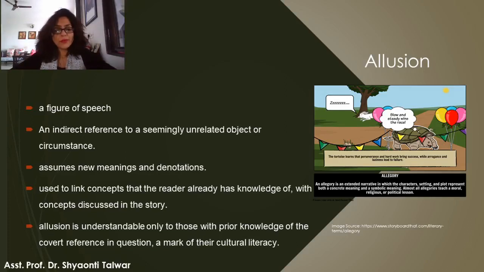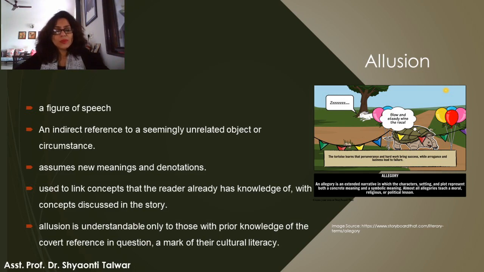In this session, we are going to understand the meaning of allusion. Now, allusion is a figure of speech, and allusion actually means an indirect reference to something which seems to be completely unrelated or circumstantial to the object or the actual situation in question. I will explain to you in a bit what I mean by this.